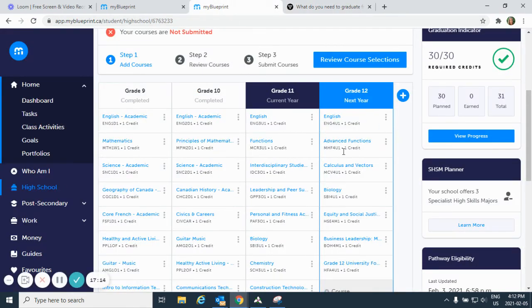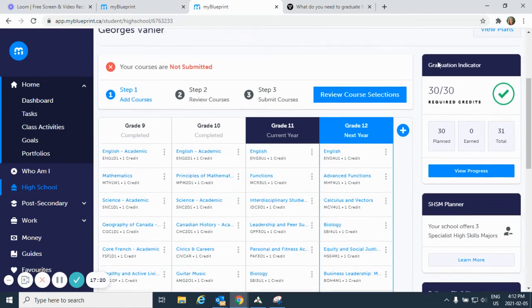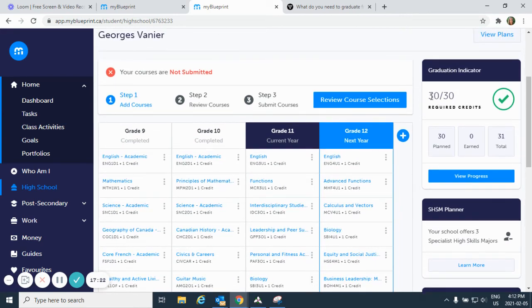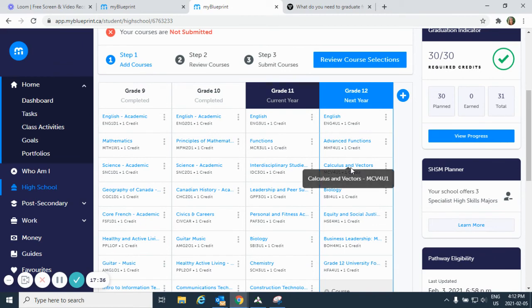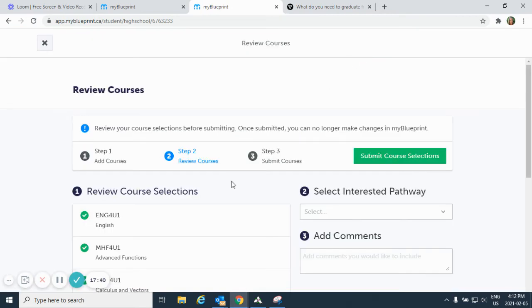As I can see from the courses that I've chosen, the graduation indicator here on the right-hand side says that with all the courses that I've chosen, I am on track to graduate. This is really great news. I've sat with my parent and guardians and taken a look, and they have been involved in my course planning, which is always a good idea. We're now ready to review our courses.